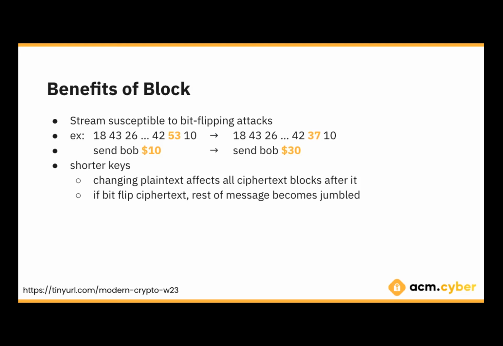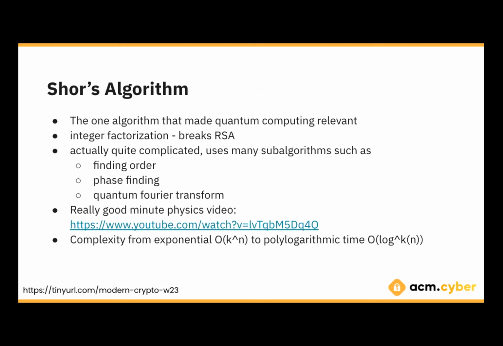And then the actually interesting algorithm that relates to cryptography is Shor's algorithm. This is the one that made quantum computing relevant to the general public. It solves integer factorization in polynomial time, so it would break RSA if quantum computers were powerful enough. It's quite complicated. It uses many sub-algorithms, such as finding the order of an element in a finite group, phase finding, which I won't even bother explaining, and the quantum Fourier transform, because the Fourier transform wasn't complicated enough. There's a really good minute physics video, if you're interested, that explains a lot.